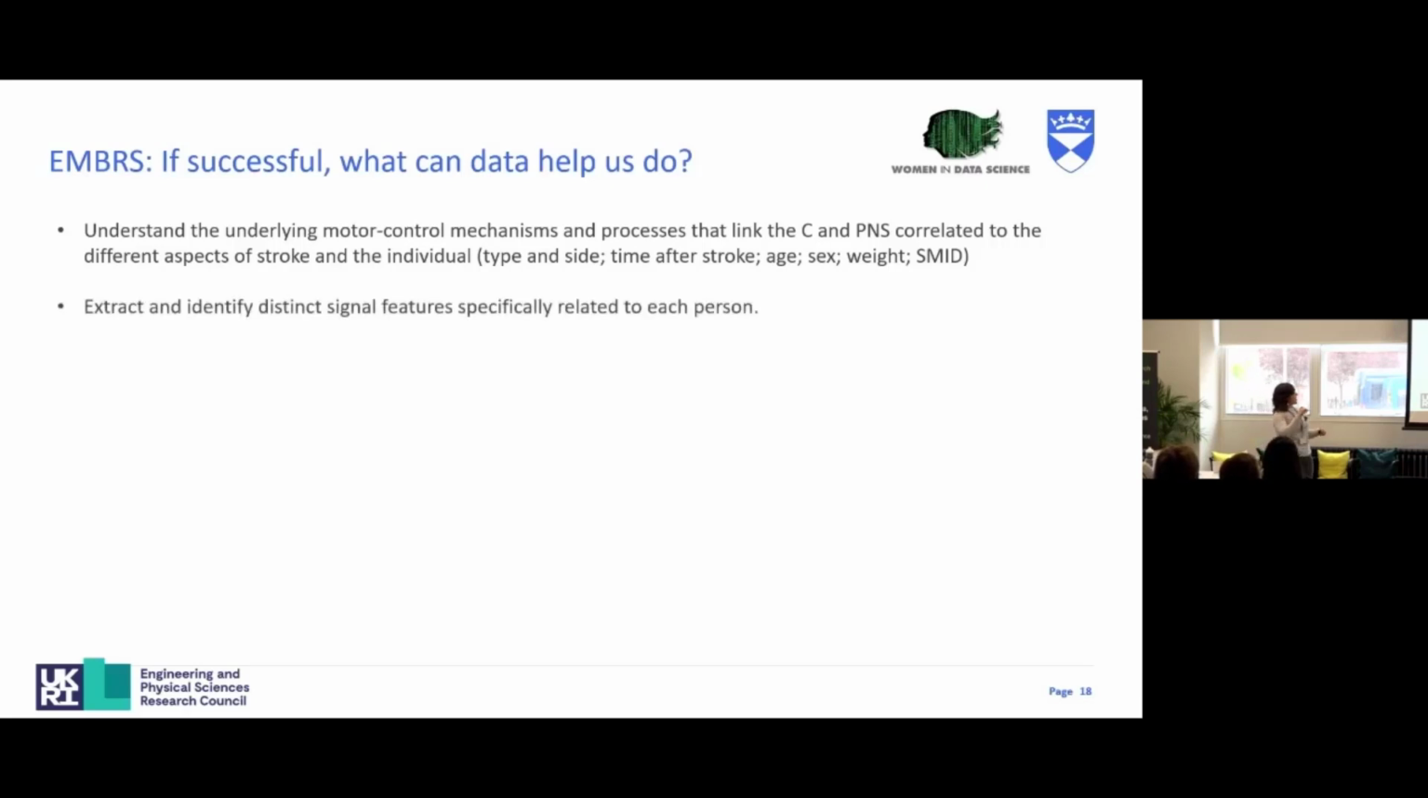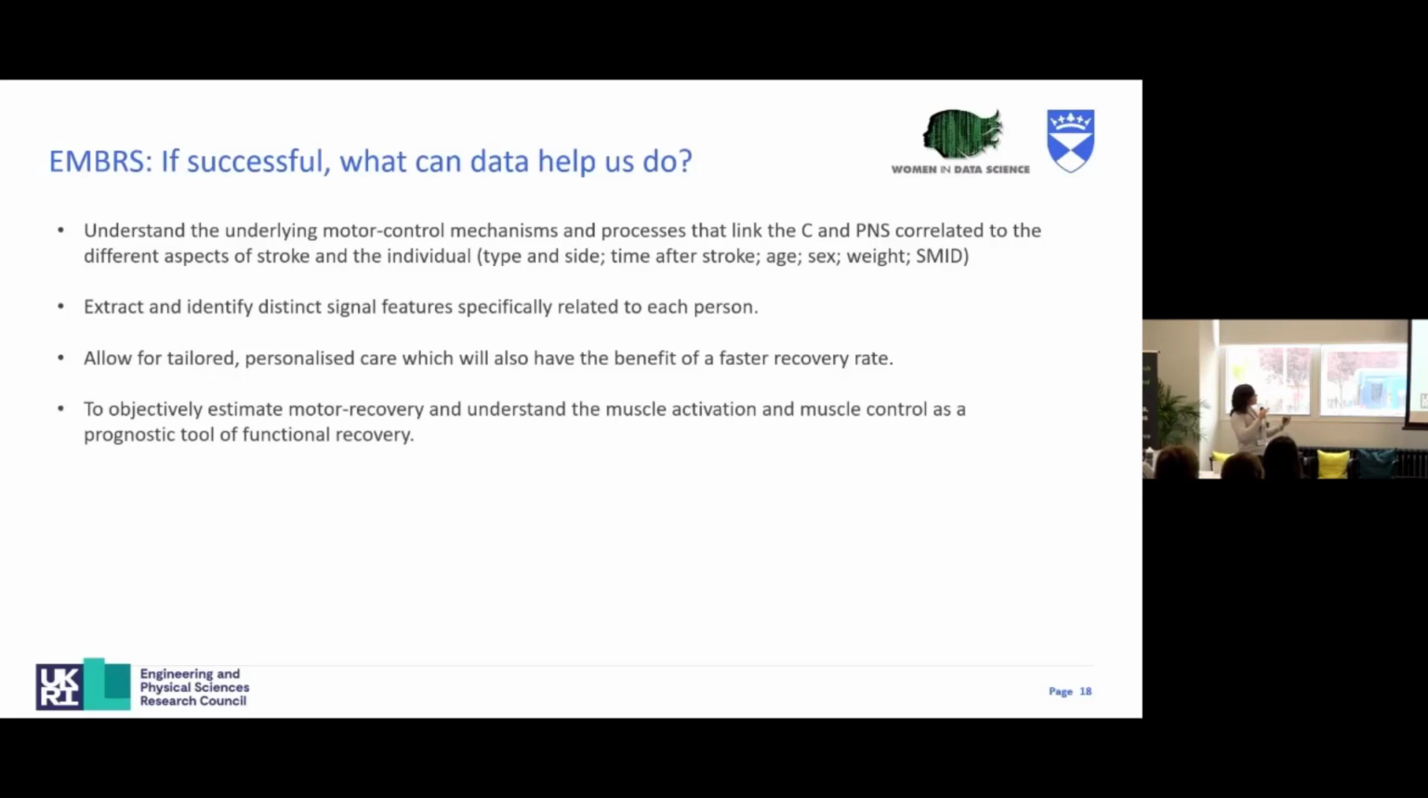We will be able to extract and identify distinct signal features specifically for each person, because I didn't mention in my personal summary, but that's my bread and butter: individualized care, centralized approaches. So these will help me develop that as well, which will allow for tailored, personalized care, which is going to benefit a faster recovery rate as well. We'll be able to objectively estimate the motor recovery and understand how the muscle moves and how the control happens, as a prognostic tool for functional recovery.